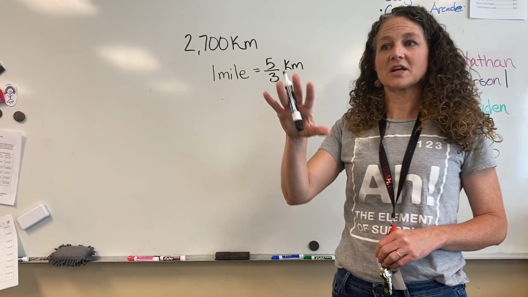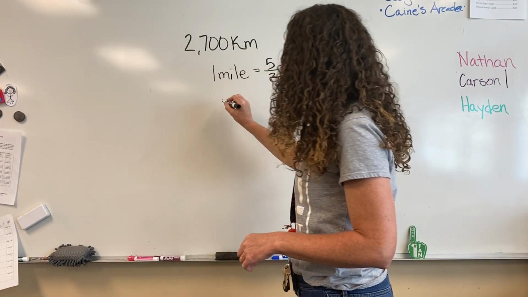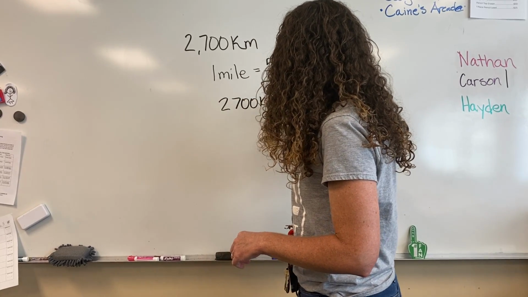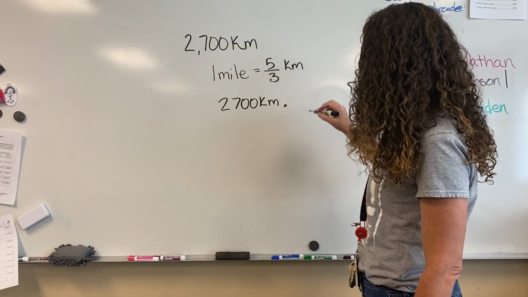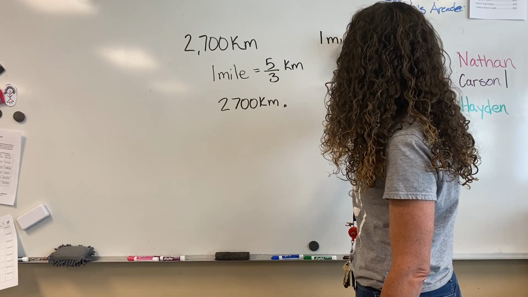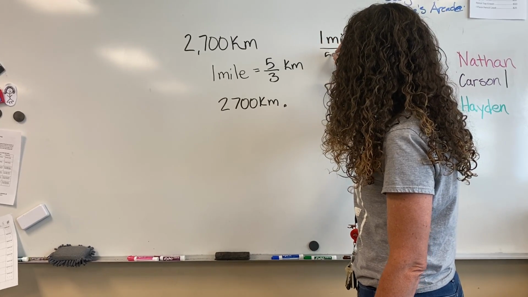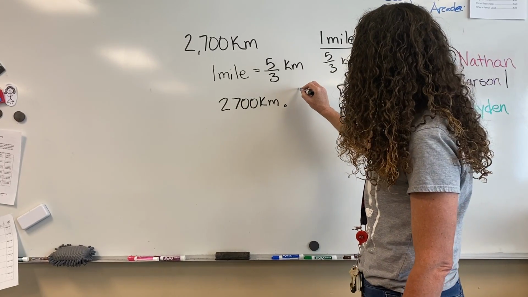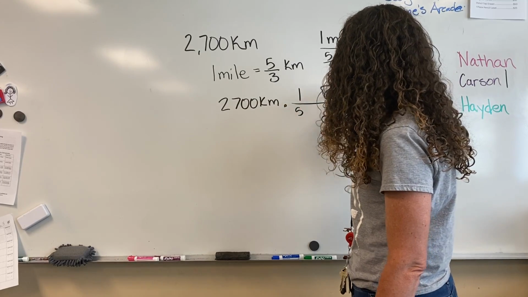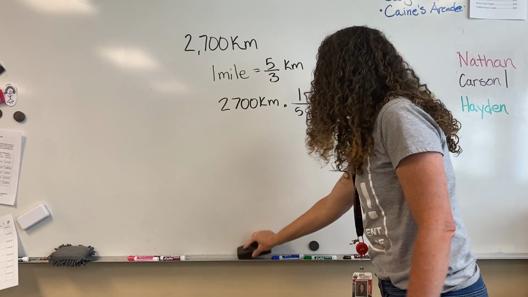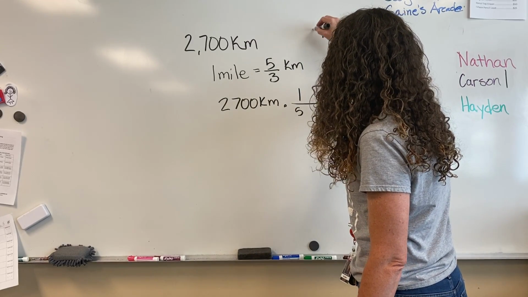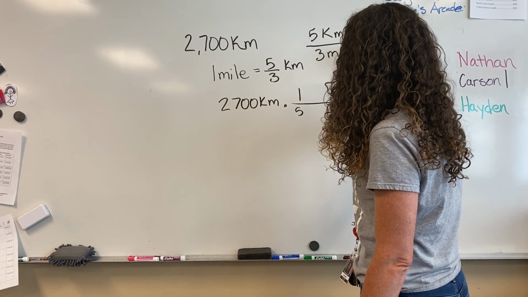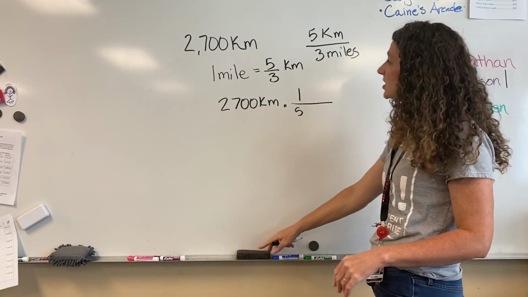So let's see if Gideon's really going to run 2,700 kilometers. 2,700 kilometers. Do I multiply it by 1 mile or do I divide it by 1 mile? Divide it. 1 mile per 5/3 kilometers times 1 over 5. Divide it. There are 5 kilometers per every 3 miles. Ish. Close. It's not exact, but close.